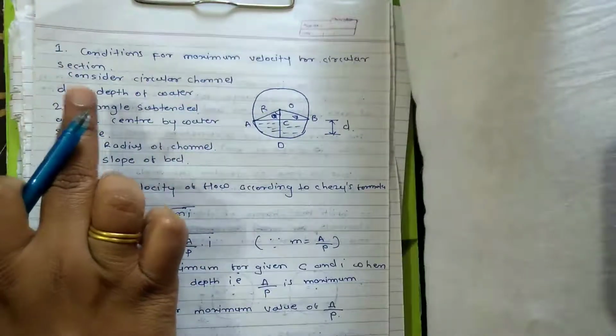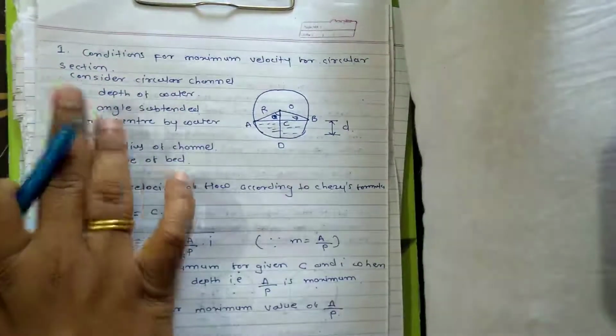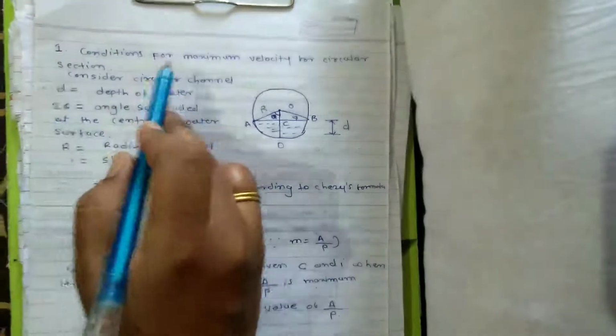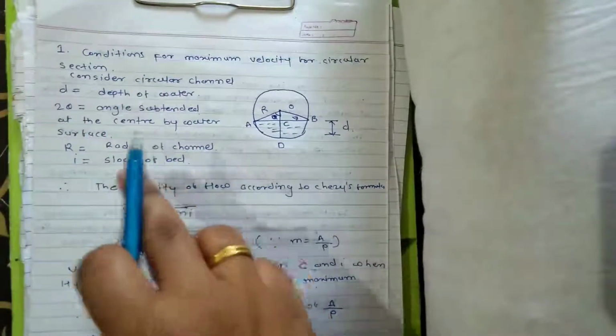Case 1, that is conditions for the maximum velocity, and case 2, that is for the maximum discharge. So case 1 is conditions for the maximum velocity. Now that we have to find out.